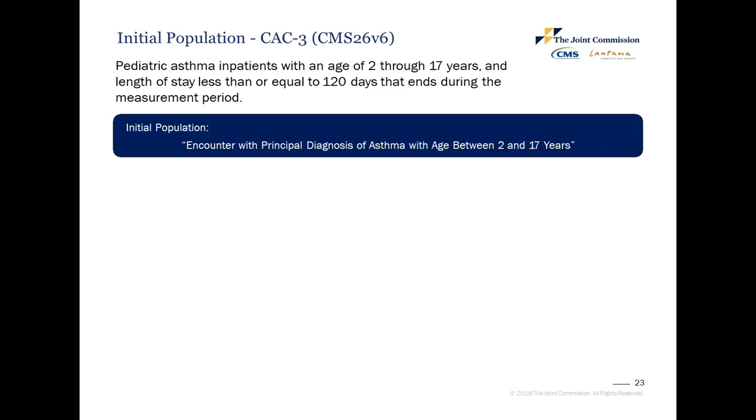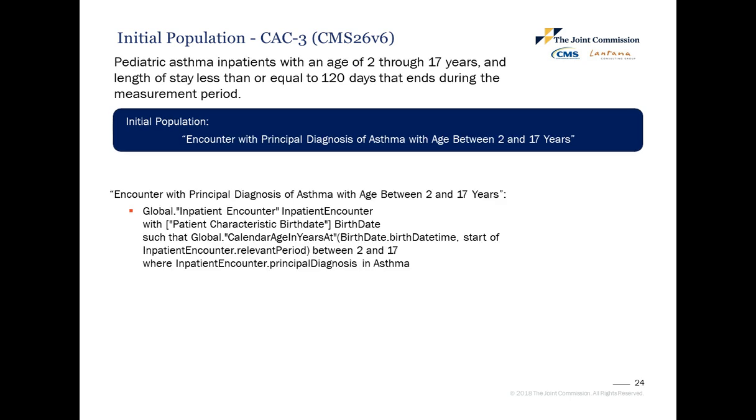Okay, so that wraps up our CQL 101 crash course. On slide 23, we transition back to CAC-3 version 6. The version is important to note since it will be the version used for the reporting year beginning January 1st, 2019. The initial population reads pediatric asthma inpatients ages 2 through 17 years and length of stay less than or equal to 120 days that ends during the measurement period.